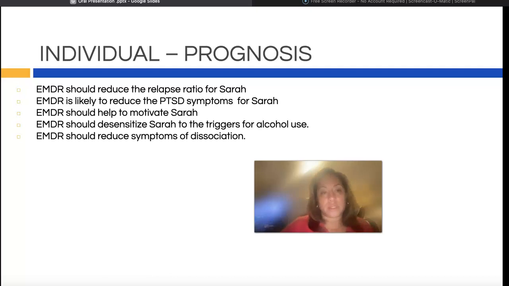Individual prognosis. EMDR should reduce relapse ratio for Sarah. It should reduce some of her PTSD symptoms. It should also motivate her. It should desensitize her to the triggers for alcohol use, and it should reduce symptoms of dissociation.